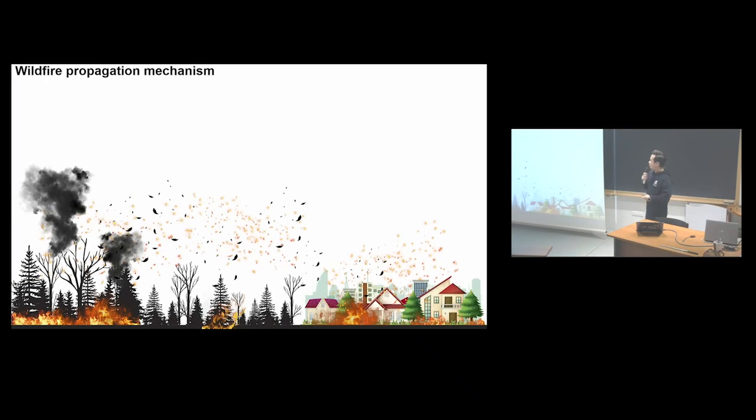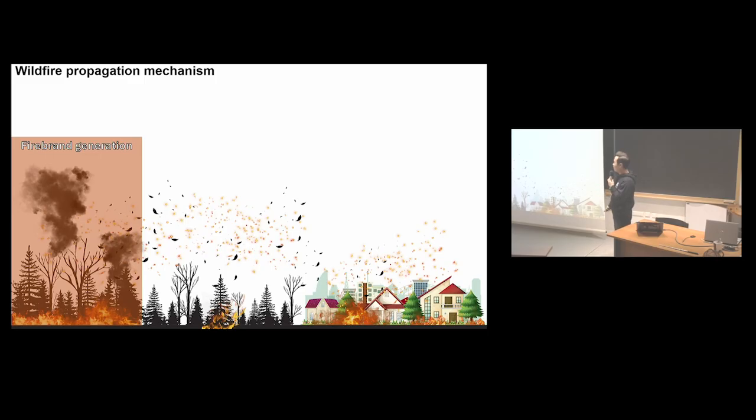Normally I put a slide talking about how firebrand is bad, bushfire is bad and that sort of thing. But I skip that because everybody knows that. This slide talks about the wildfire propagation mechanism. I like to talk about it before.